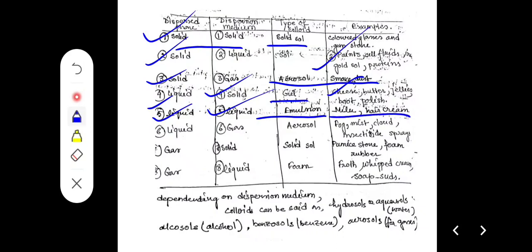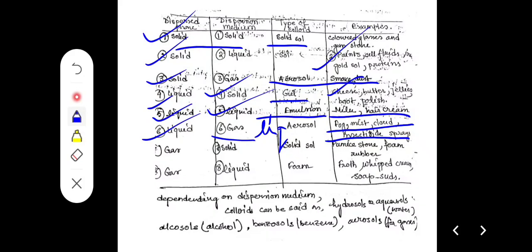Next one: dispersed phase liquid added in the dispersion medium gas is termed liquid aerosol. It is not called just aerosol, it is called liquid aerosol. As for example, fog, mist, cloud, insecticide spray, and so on.